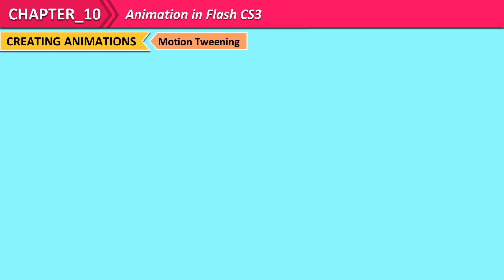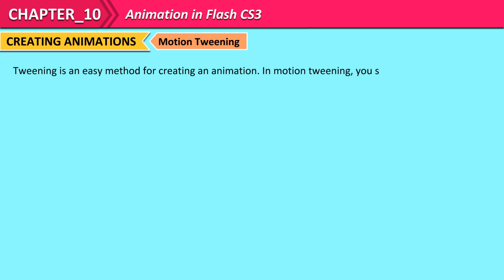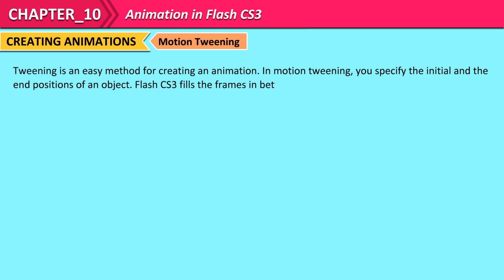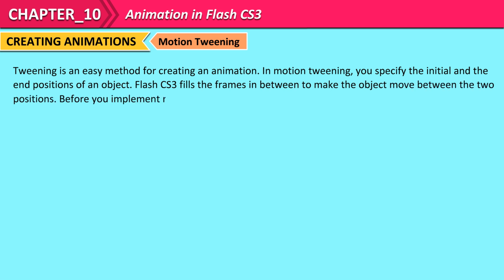Motion tweening. Tweening is an easy method for creating an animation. In motion tweening, you specify the initial and the end positions of an object. Flash CS3 fills the frames in between to make the object move between the two positions. Before you implement motion tween on an object, you have to convert the object into a symbol.